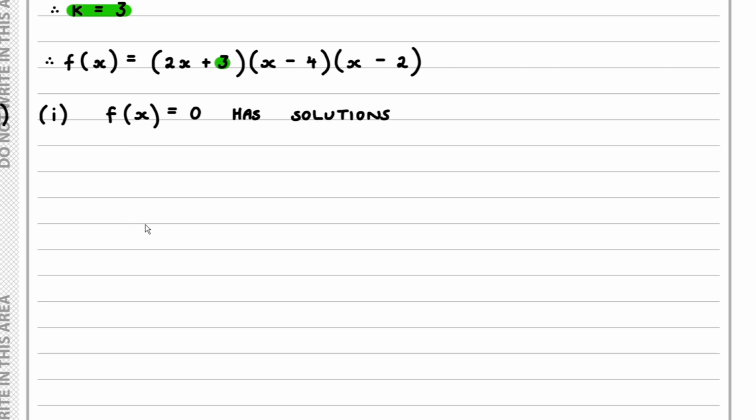So, f of x equals 0 has solutions. Well, if I set 2x plus 3 equal to 0, x will equal -3/2. If I set x subtract 2 equal to 0, x will equal 2. And if I set x subtract 4 equal to 0, x will equal 4. So f of x equals 0 has solutions x equals -3/2, 2 and 4. And what you can therefore see is we have 3 real solutions.